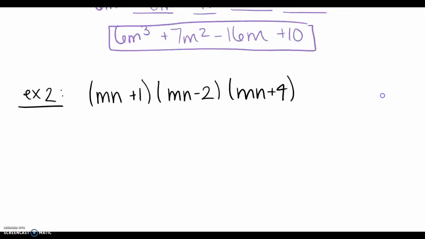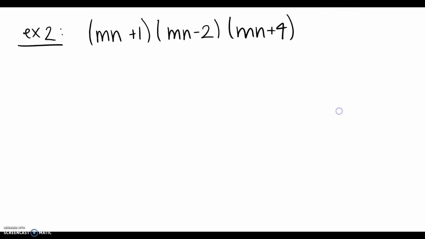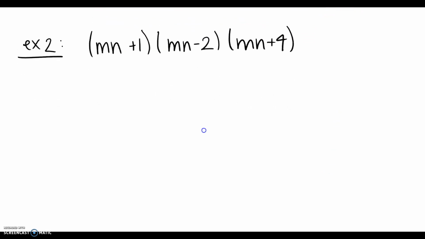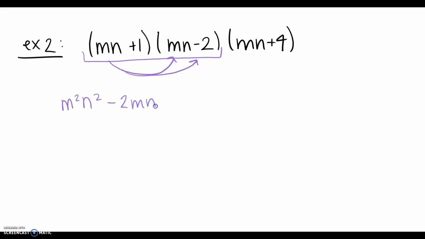Sometimes it can be a little bit more difficult if we have more polynomials that we're multiplying together. What we have to do in this case is just multiply these two first. So mn times mn will be m squared n squared. Mn times negative 2 will be negative 2mn.